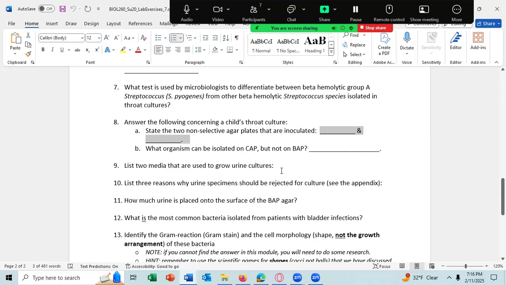Let's see, we've talked about 9 already. 10, list 3 reasons why urine specimens should be rejected for culture. See the appendix for that. And then 11, how much urine is placed on the surface of a blood agar plate? State that there. 12, what is the most common bacteria isolated from patients with bladder infections? You should mention a species there.